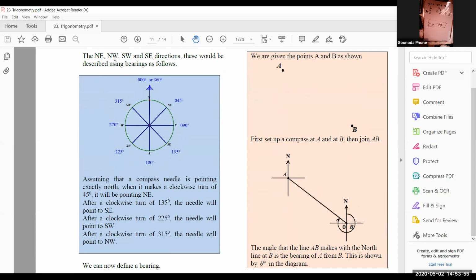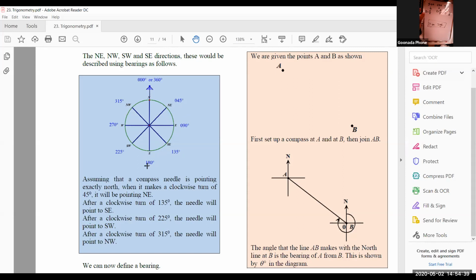The northeast, northwest, southwest, and southeast directions would be described using the following. So northeast, okay, this is north here, and this is east, so this is 90 degrees. Between 0 and 90 is 45 degrees, obviously. Think of it like a pizza. Every slice is worth 45 degrees. So 90 plus 45 will give us 135, and that's how I'm here. 135 plus 45 will give us 180, which is here.